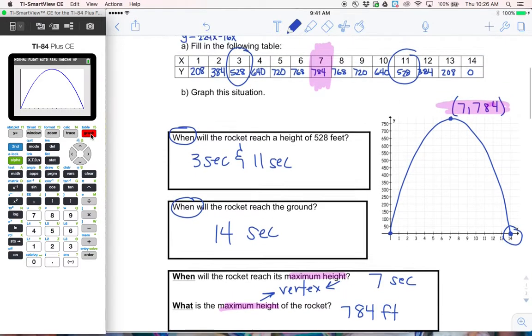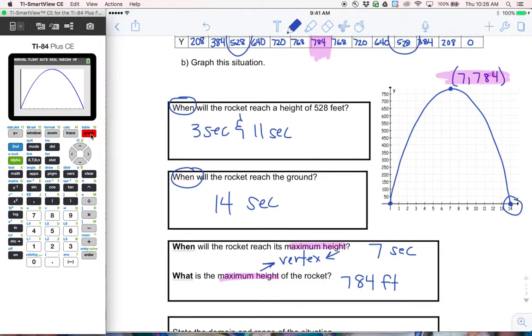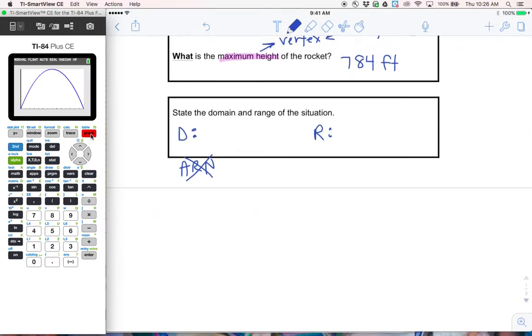So, what is my domain? My x values go from least to greatest. The smallest x value in my graph is here at 0. The biggest x value is 14. So I guess my domain goes from 0 to 14. And don't forget your inequalities with x in the middle.